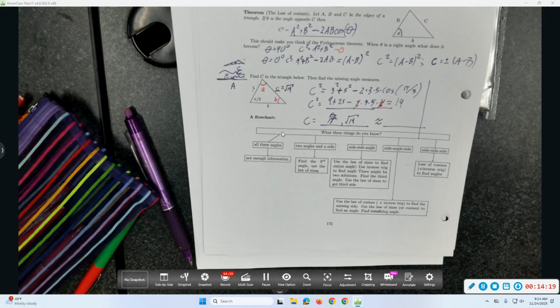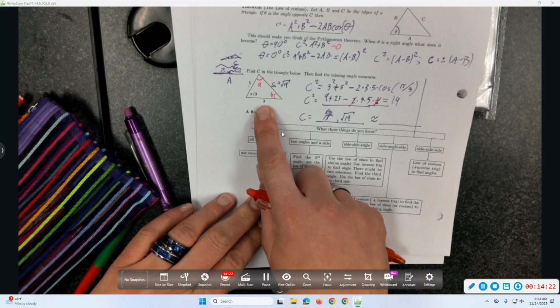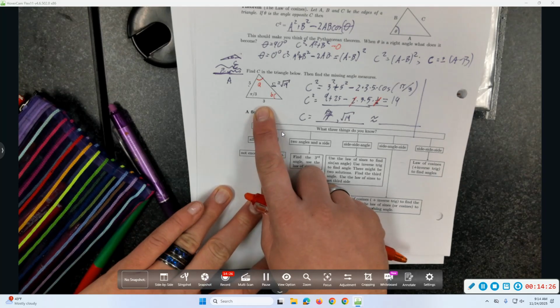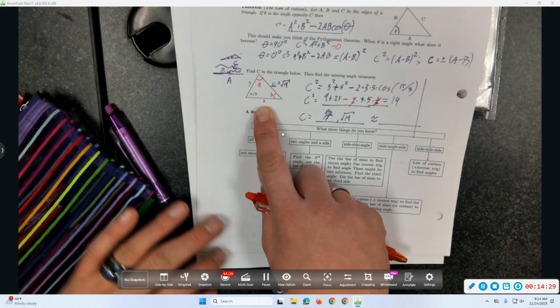A. Side A is shorter than side 5. Well, I guess this triangle is not drawn to any sort of reasonable scale. Side A is probably not longer than 5.